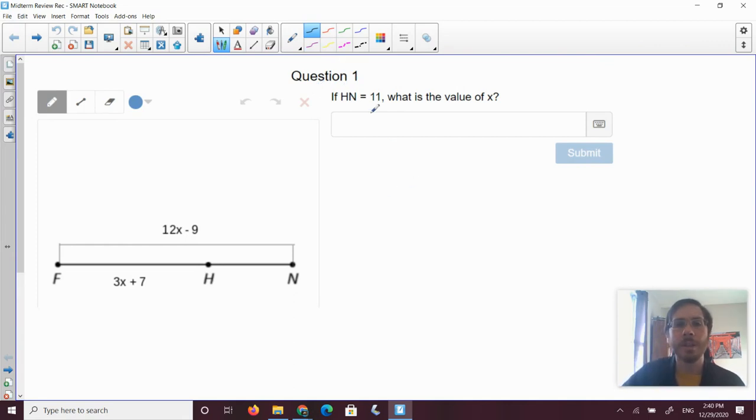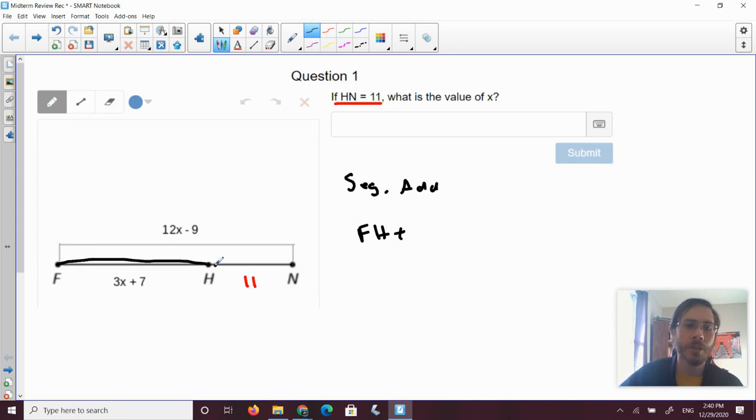So question one states: if HN is 11, so we know HN is given to be 11, we have to find the value of x. We've got a couple x's in the problem, but since we have a line segment, we're probably going to end up using segment addition. Segment addition says if I add up the two small pieces, I should get the big piece. So if I add up FH, that's one of the small pieces, plus HN, I should end up with the whole line segment, FN.